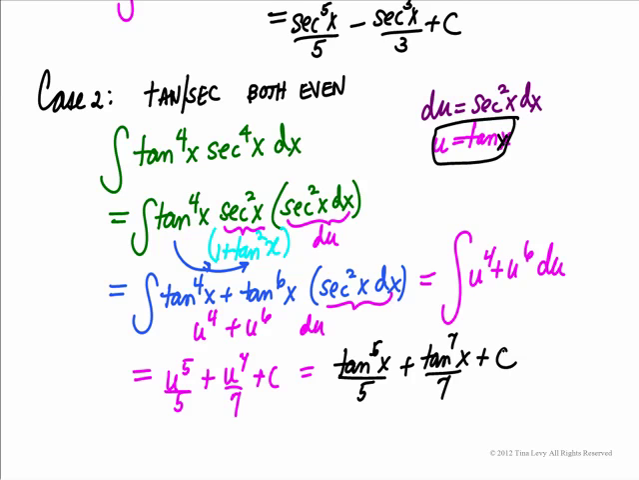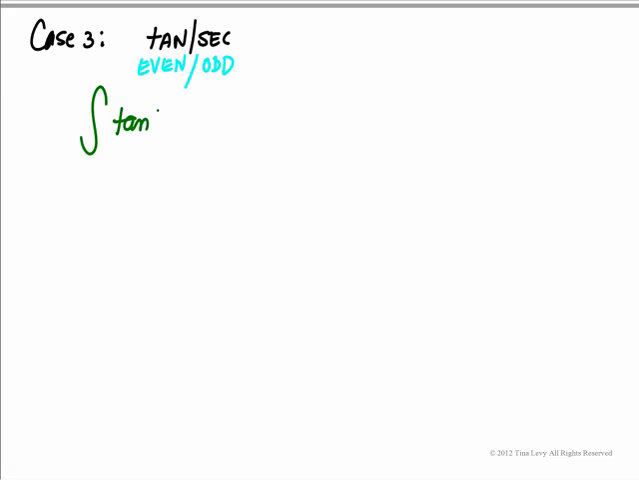I'll go to the next page and we'll do what's the hardest case. Our last case is where you have tangent and secant, and the hardest case is when secant is odd, but tangent is even. Let's look at the integral of tangent squared x secant cubed x dx.